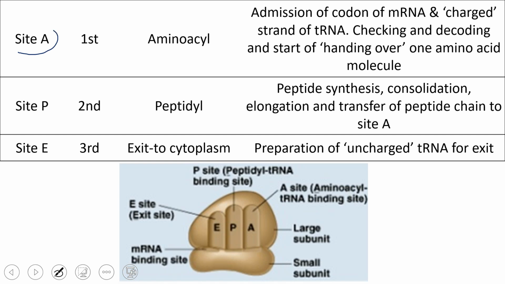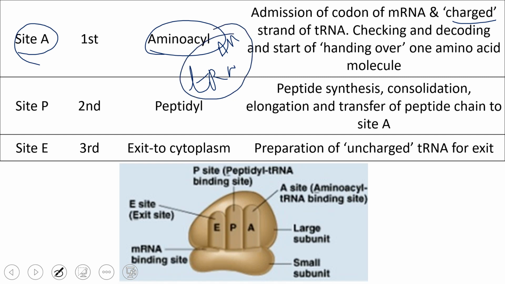So the first site is the A site, that is called the aminoacyl site. So the admission of codon and messenger RNA, charged, what do we call charged? I said that tRNA will be loaded with amino acid. Every amino acid is loaded on a tRNA, it will not come alone. So this is called loaded tRNA or charged tRNA. When a tRNA binds with an amino acid, it is called loaded tRNA, or you can call it charged tRNA. So first this charged tRNA comes to this A site, and that is present on both the large and small subunit.